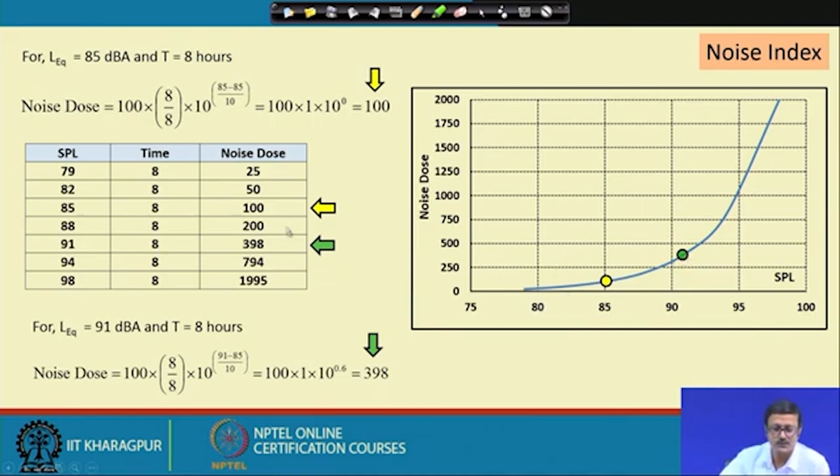This graph shows from 79 to 98, drawn in blue color, where the fold shoots up, I would say in a logarithmic, exponential kind of scale. So, that gives a particular understanding that a high level noise for a small time is almost equivalent to a low level noise with a high amount of time exposure.